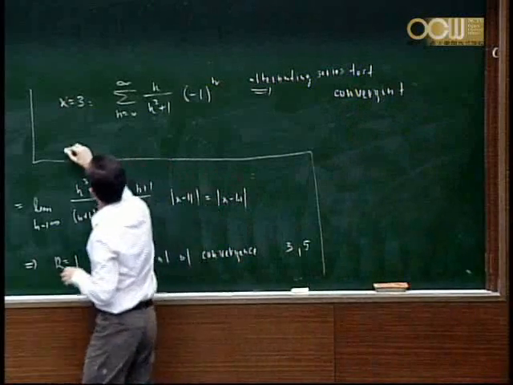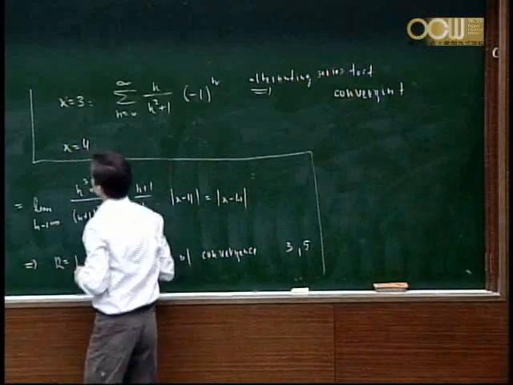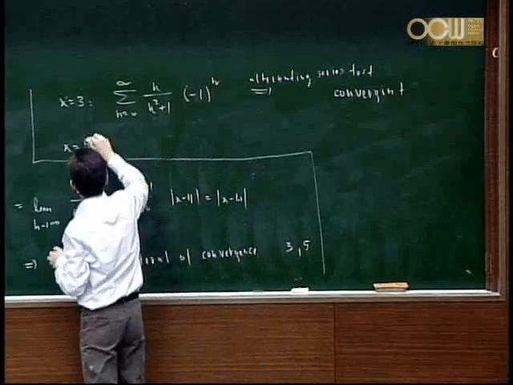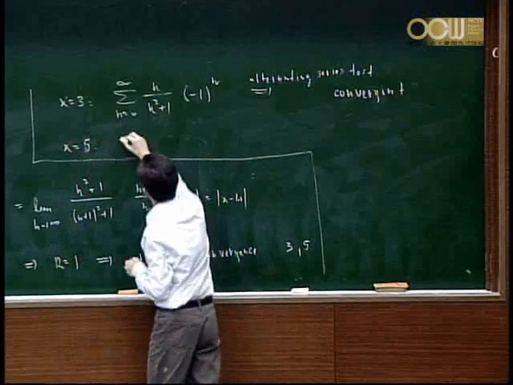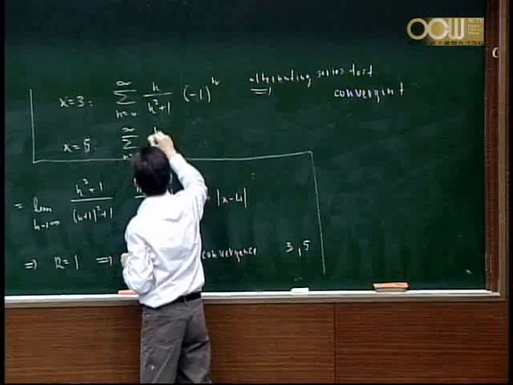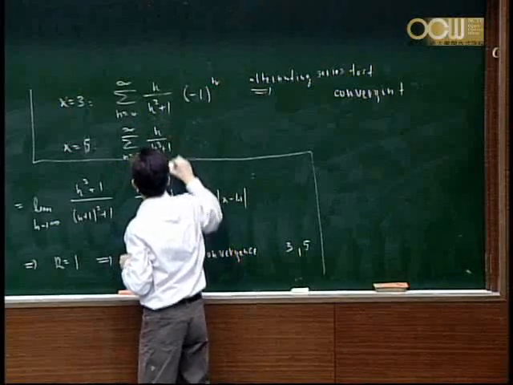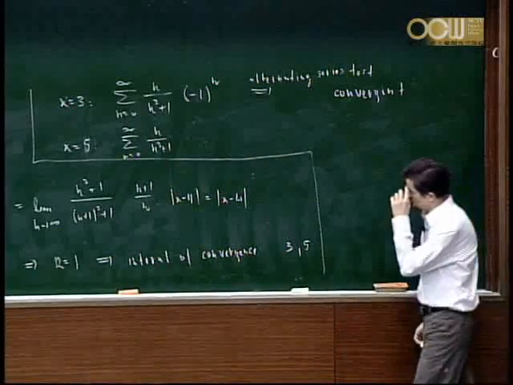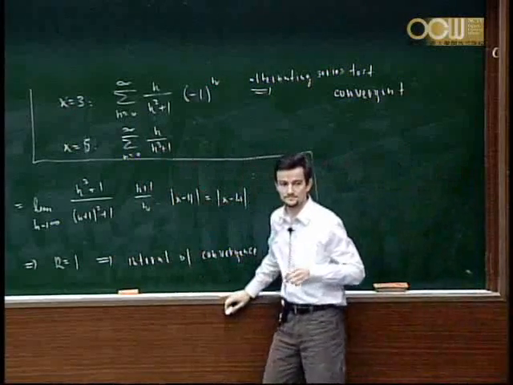Now for x is equal to 5, which is the other critical case. So here you have the series sum from n = 0 to infinity of n over n cubed plus 1. And what can you say about this series?